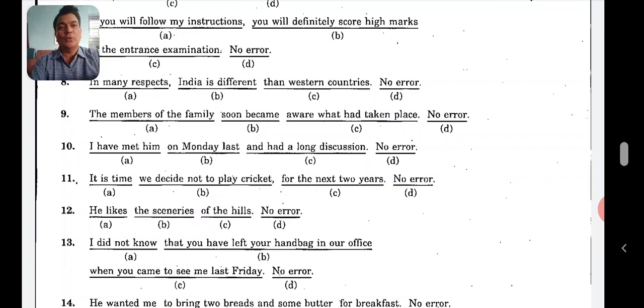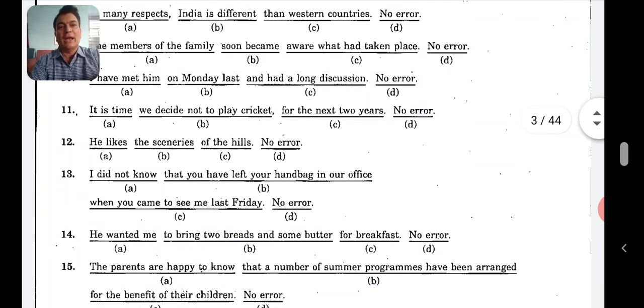I did not know that you left your handbag in our office when you came to see me last Friday. Now here, B is the answer. That you left your handbag in our office. In place of that, you had left your handbag in our office. You had left.